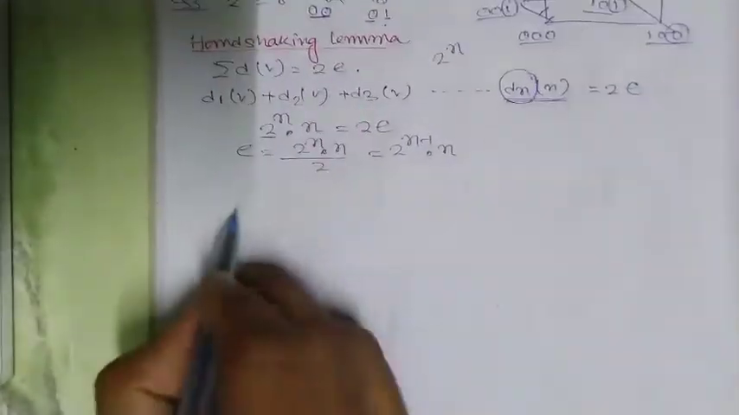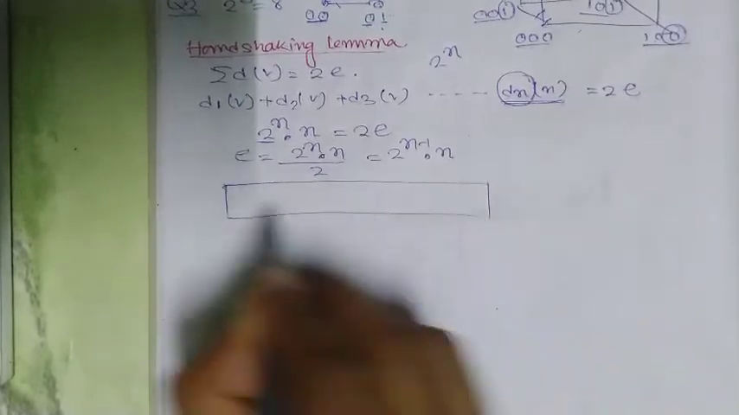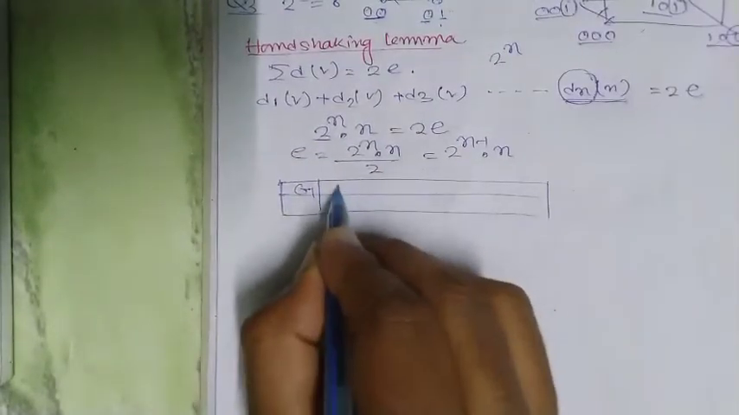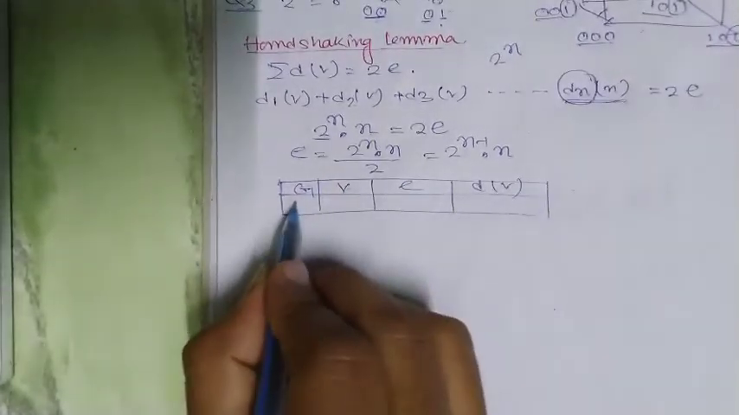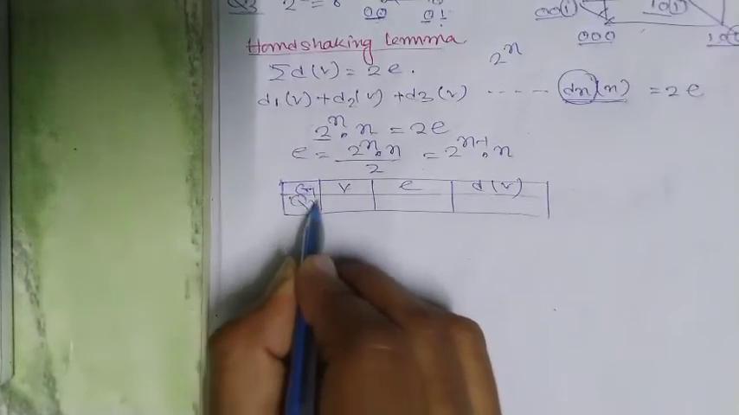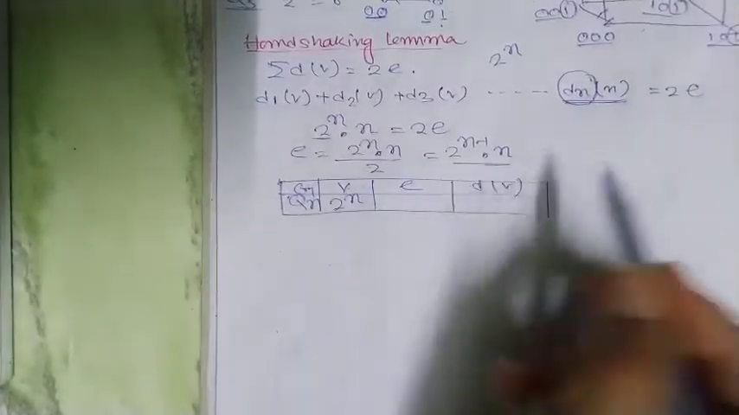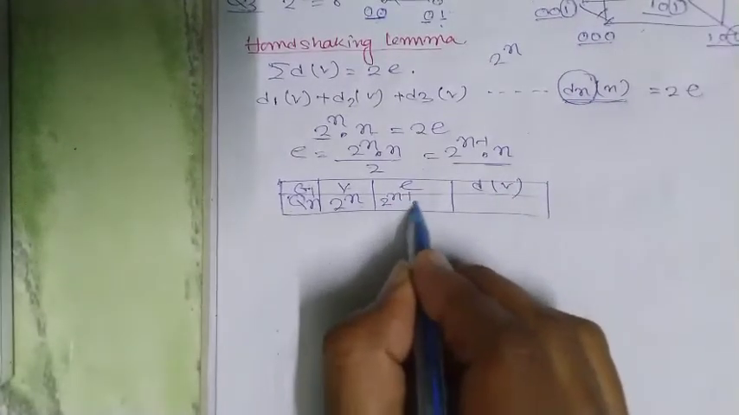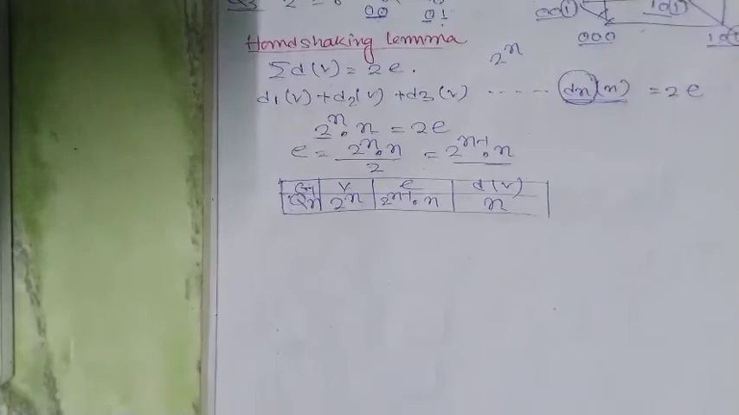Now we can draw the table. That is graph, vertex, edge, degree of vertex. Okay, so this is denoted as Qn. What is the number of vertices? That is 2 power n. What is the number of edges? We have calculated 2 power n minus 1 into n. What is the degree of every vertex? That is n. We have discussed this earlier.